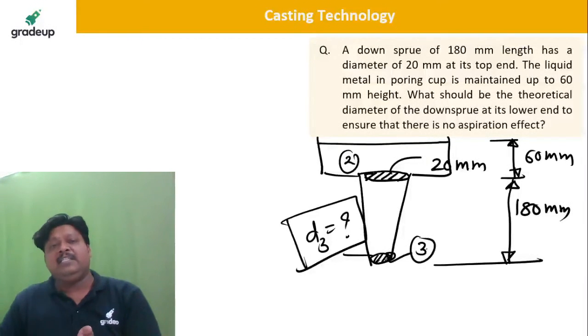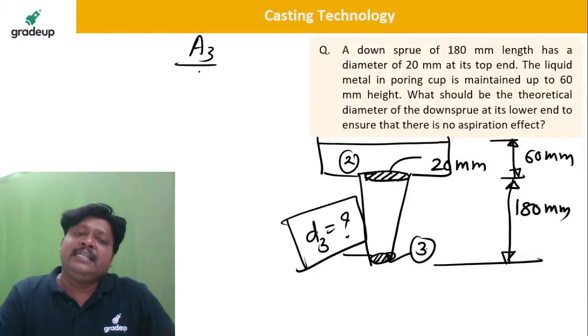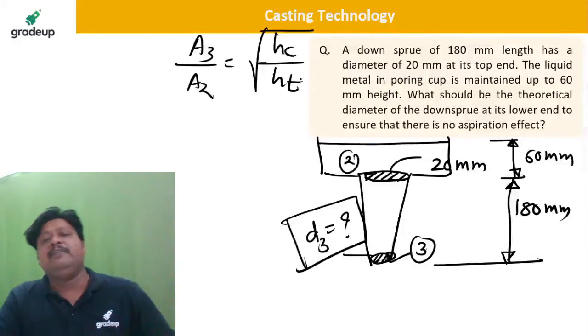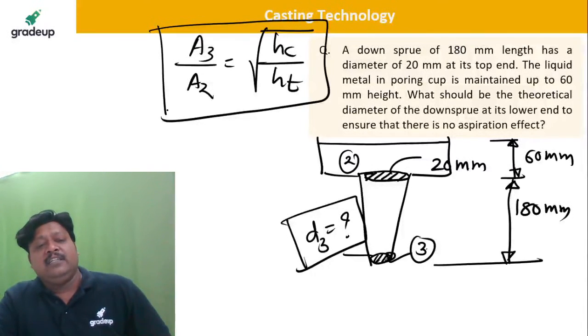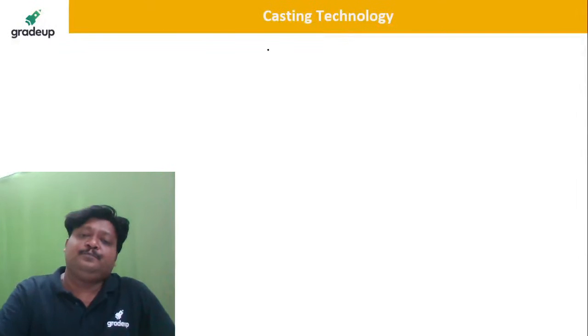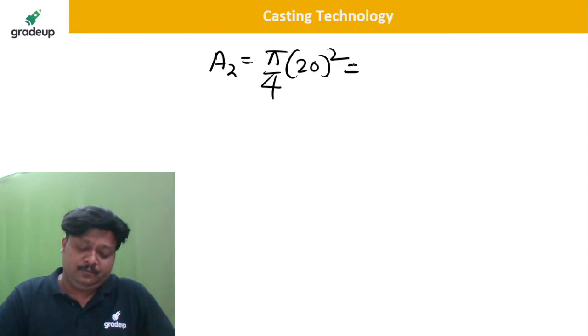To avoid the aspiration effect, definitely the shape of the sprue is parabolic, that we are assuming, that A3 by A2 is equal to root over HC by HT. You know very well. Okay, when you apply this, definitely there will be no aspiration effect. So what is the area at point 2? So pi by 4, diameter is 20 square. How much is it?